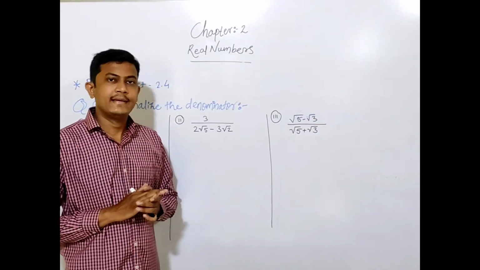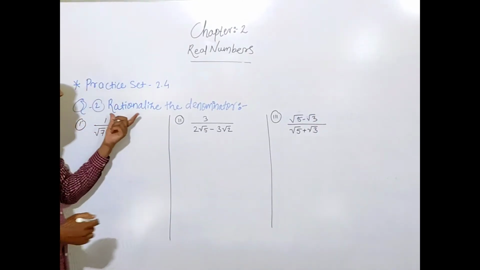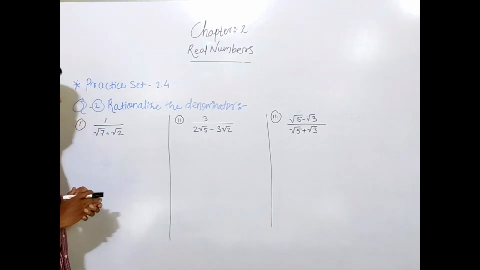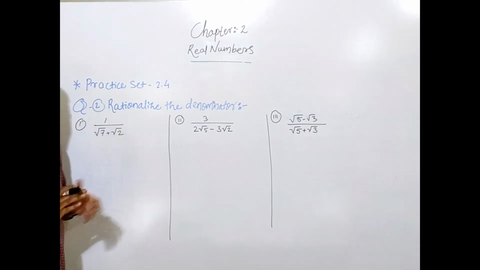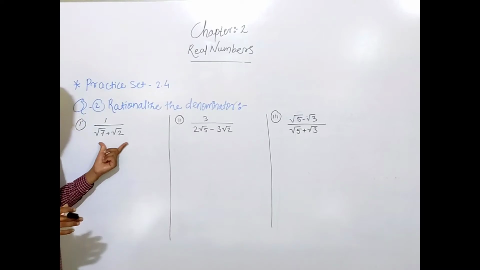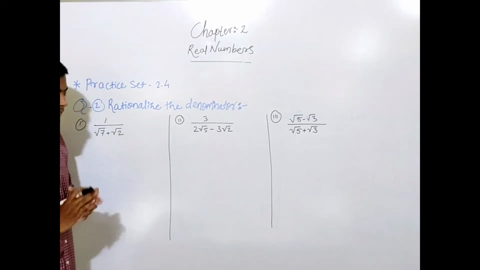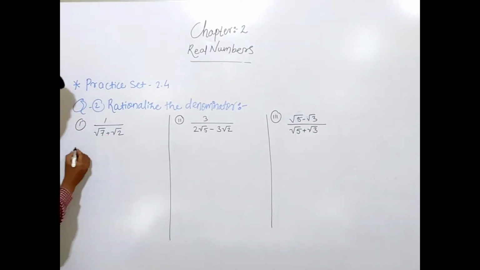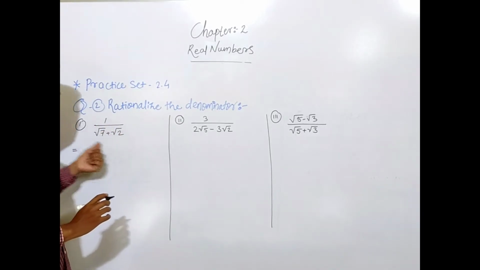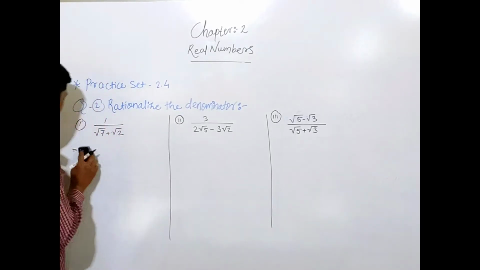Now let's see the second example. The second example is: rationalize the denominator. Now here the denominator is what? An irrational term, that is a binomial quadratic surd. We have to convert it into a rational term. So what do we have to do? As per the rule, first of all, find the conjugate. The conjugate will be what?